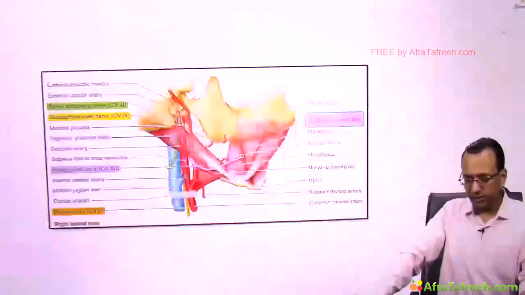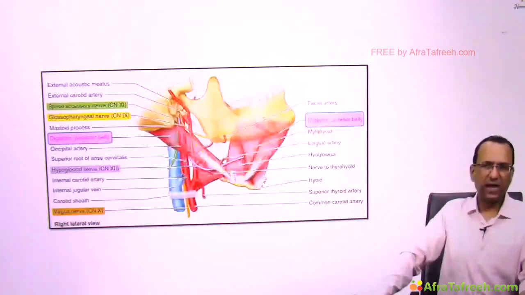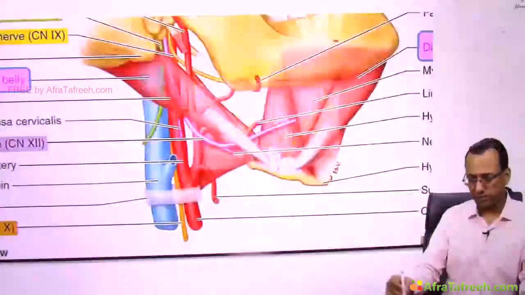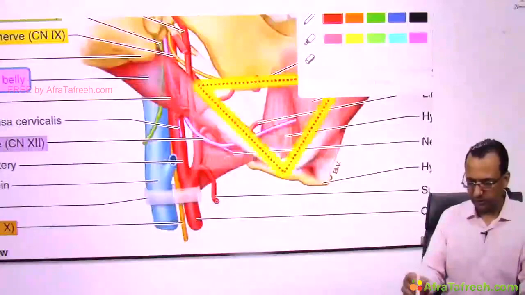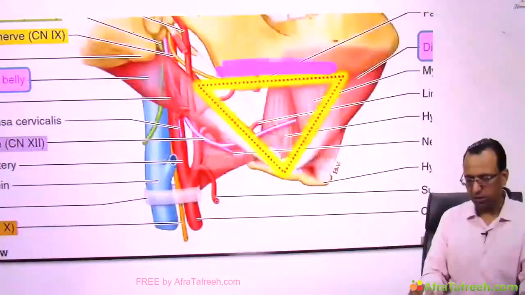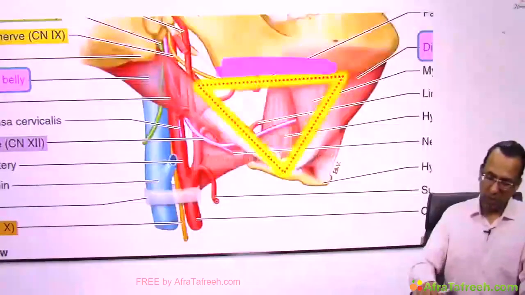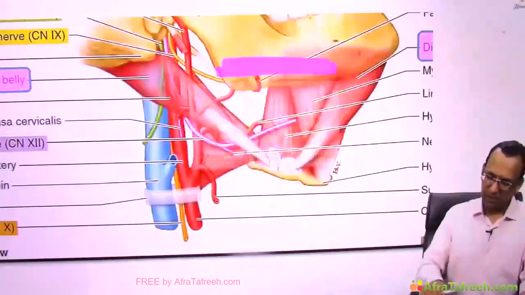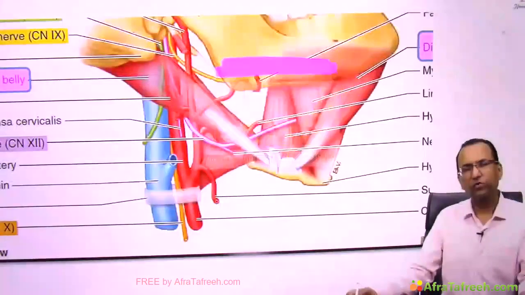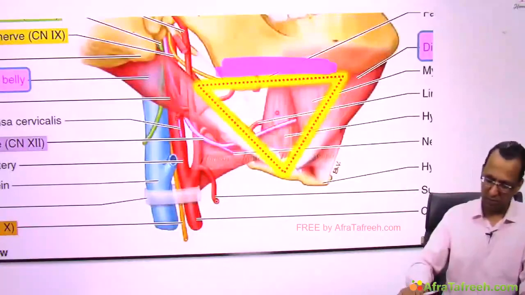And this is the digastric triangle. If you say that is the digastric triangle bounded by the two digastric muscles, then what is the base? Base is this bone, the mandible bone. Yes. Now, when you say the base is the mandible bone and the anterior belly and posterior belly of digastric, then what is the floor?